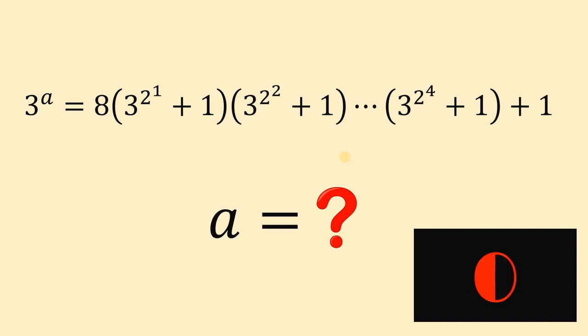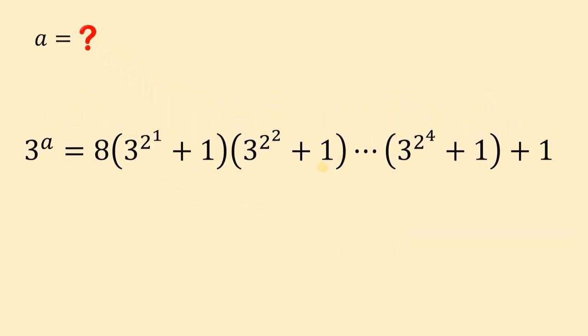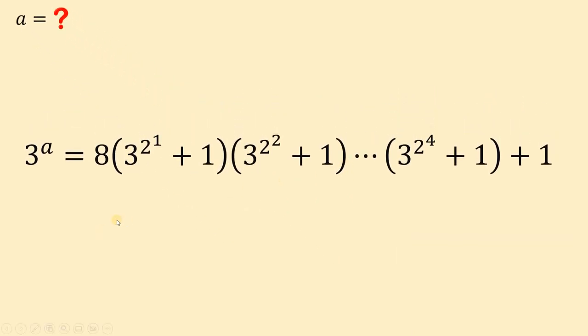And now, let's answer this question together. So, our goal is to solve for the value of a given that 3 raised to a equals 8 multiplied by (3 raised to 2 raised to 1, plus 1) multiplied by (3 raised to 2 raised to 2, plus 1) all the way up to (3 raised to 2 raised to 4, plus 1), plus 1. So, to answer this question, the first thing we need to do is to simplify the exponent of 3.